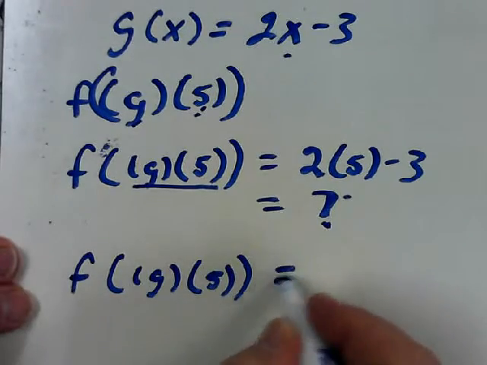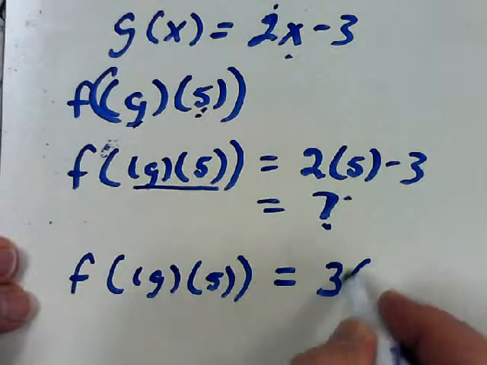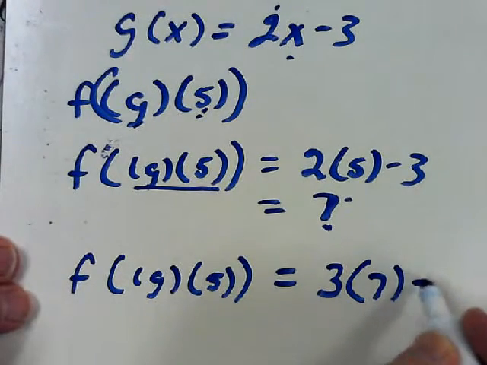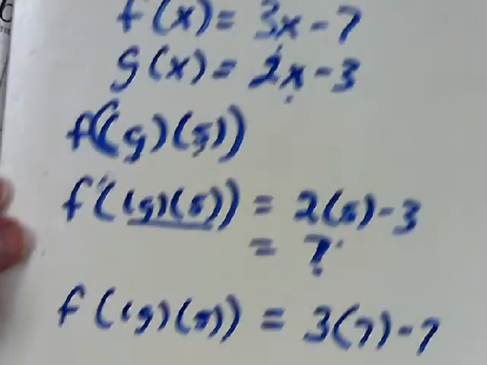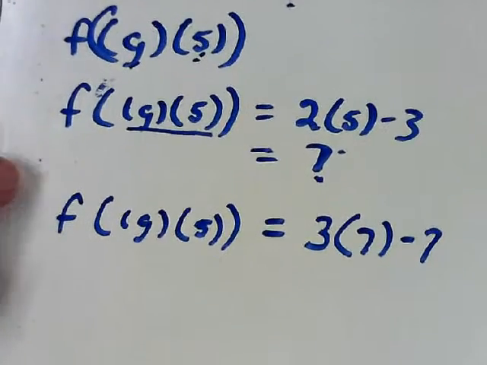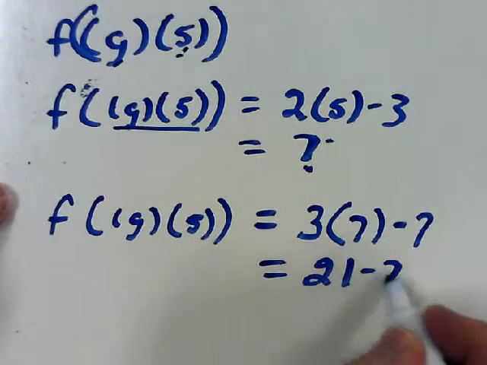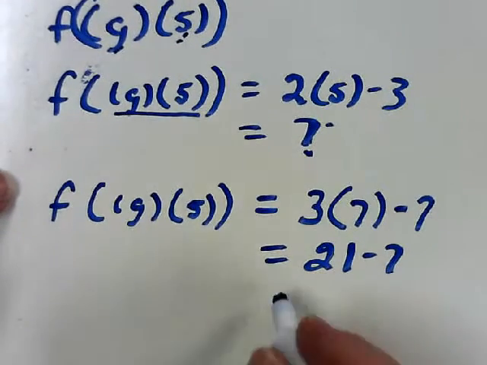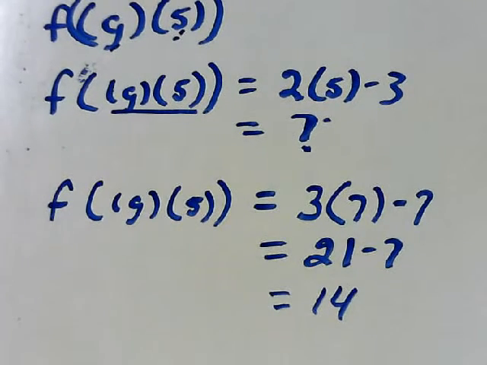You're exactly right. Now I go up to the f of x function, put in that 7, so that's going to give me 21 minus 7, which is equal to 14. Okay?